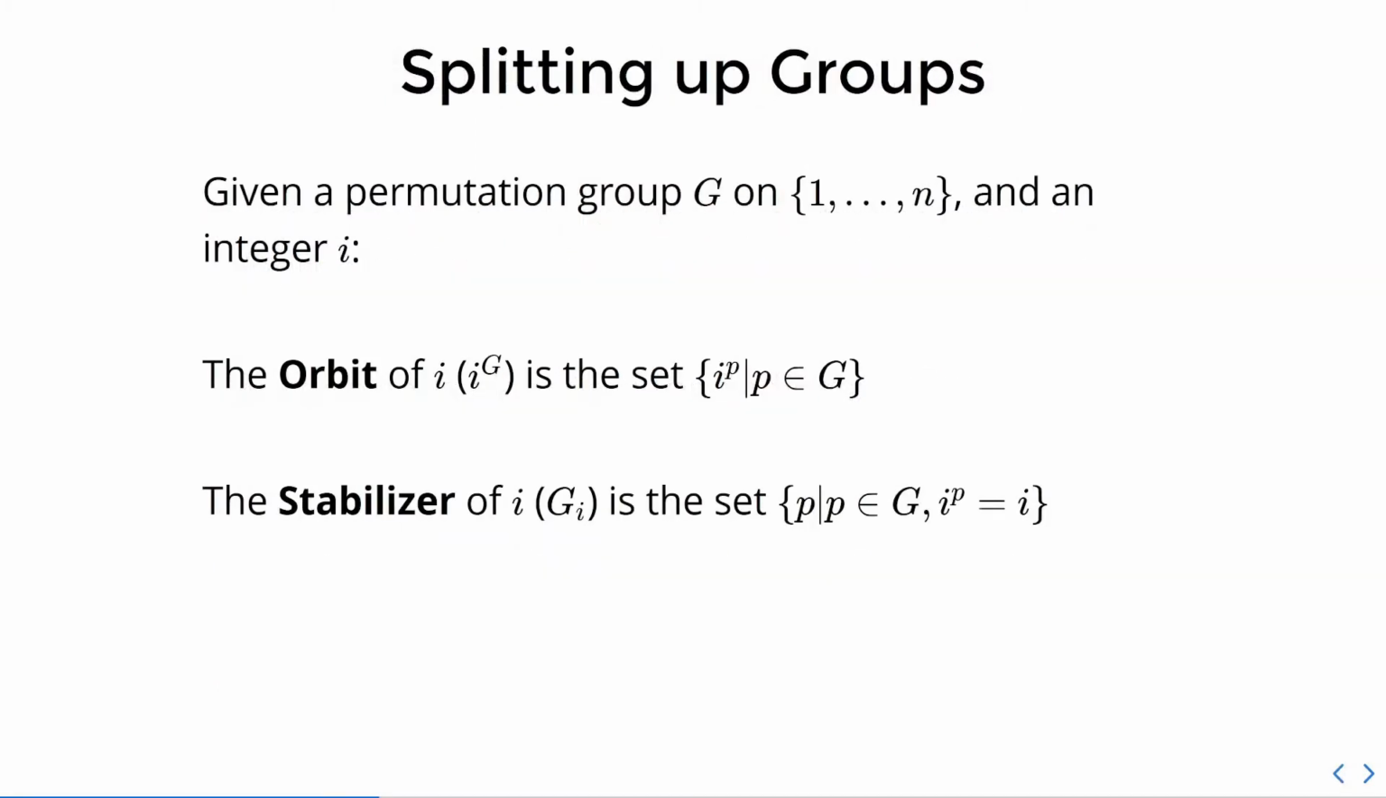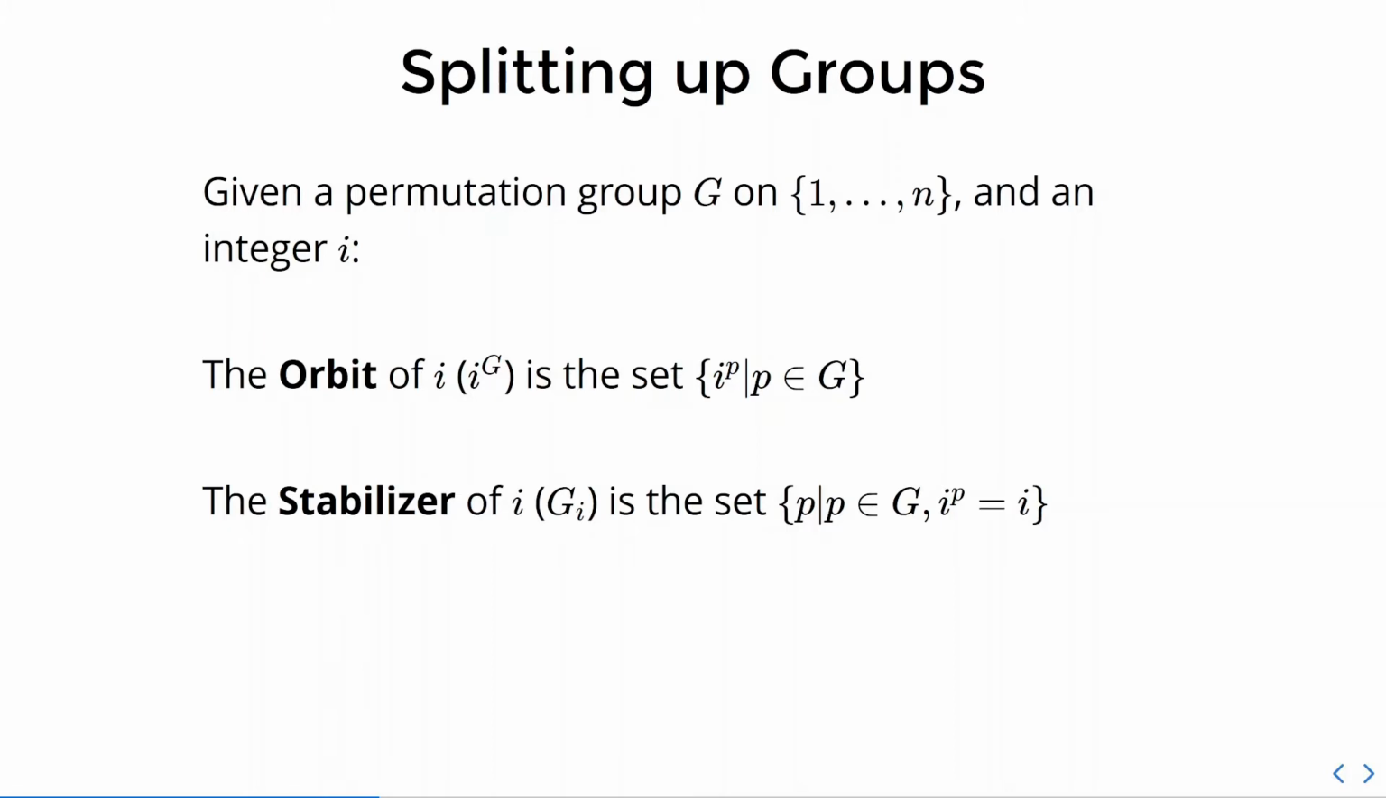So, how do we go about splitting groups up, in particular, to try to get generators more efficiently? This is not a group theory course, but I'm going to give you a brief overview of some important group theory concepts. Imagine we have a permutation group, G, and an integer I. The orbit of I is all the places I maps to by elements of the group. So this will be a set of integers, and this will be all the places you can get I to using elements of the group.